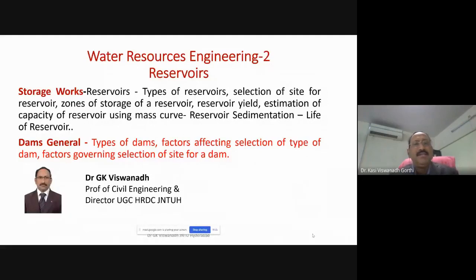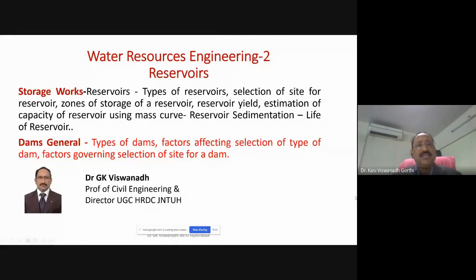The topic is reservoirs. In the previous classes, we have seen the definition of a reservoir, the importance of rivers, types of reservoirs, how to select a reservoir, and various terms related to reservoirs. In the previous class, more particularly, we concentrated on sedimentation or silt deposition in the reservoir and how to estimate the life of the reservoir using this sediment analysis.